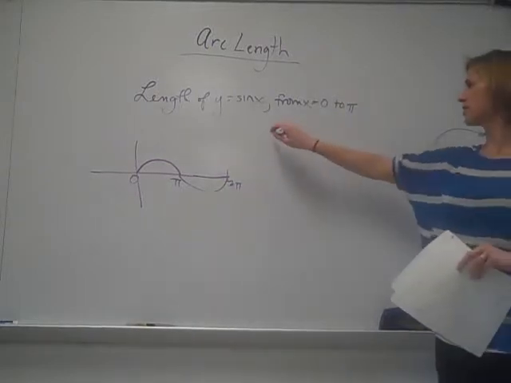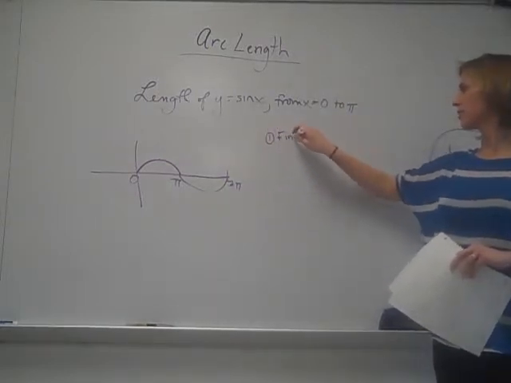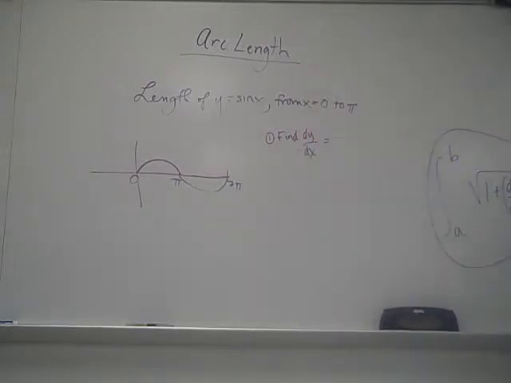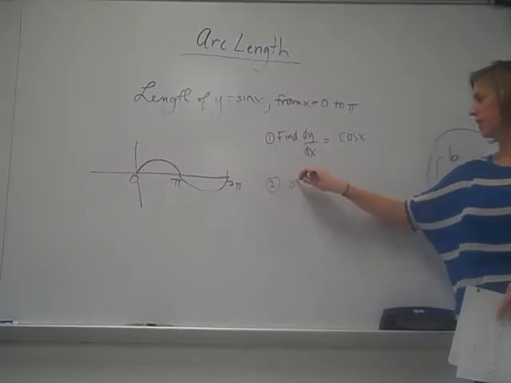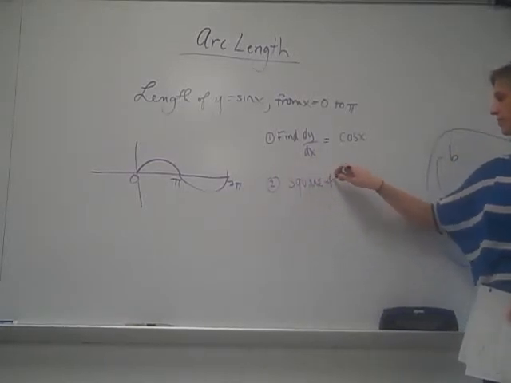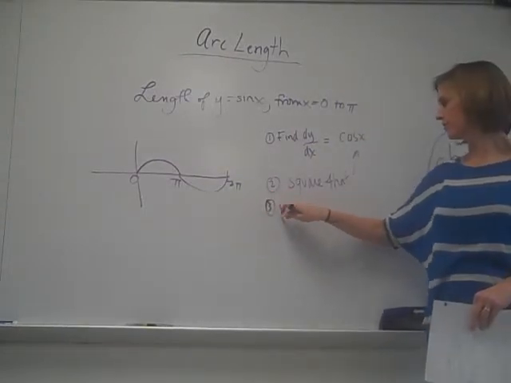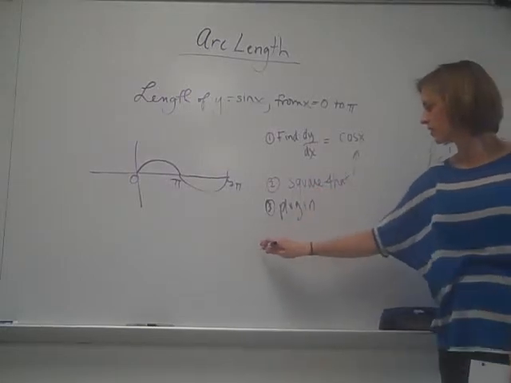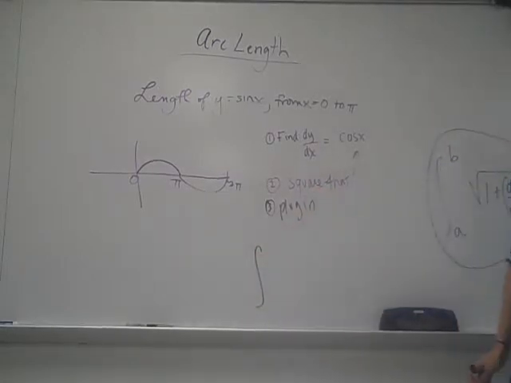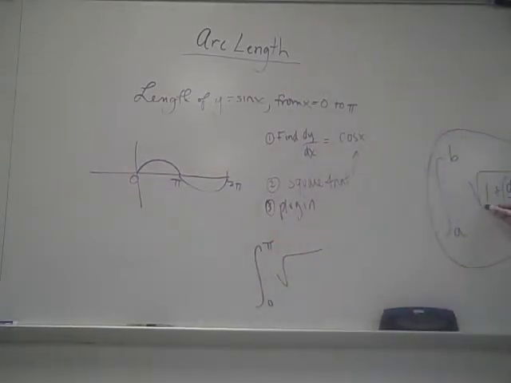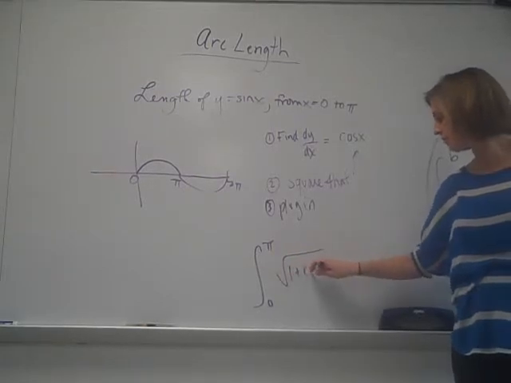So all we got to do is, step 1, find dy dx. So if y equals sine x, the derivative is cosine x. Second step is square that. And plug it all in. So the length of that arc will be the integral from 0 to pi of the square root of 1 plus cosine squared x.